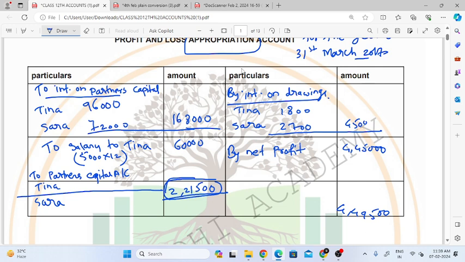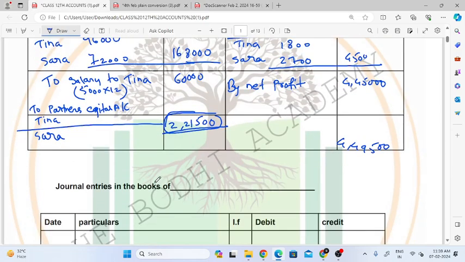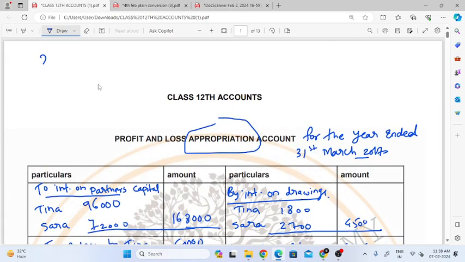So 2,21,500 multiplied by how much is the ratio which is given? 7:5. So 2,21,500 multiplied by 7 divided by 12. The old ratio of the partners is 7:5. This is for Tina and this is for Sarah. So 7 divided by 12 will give you 1,29,208.